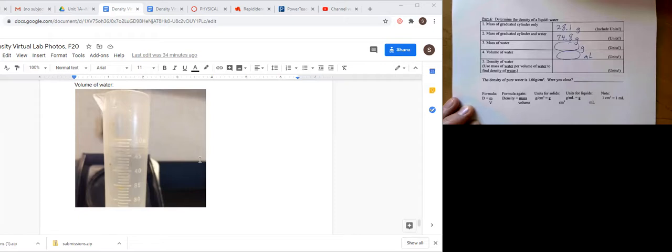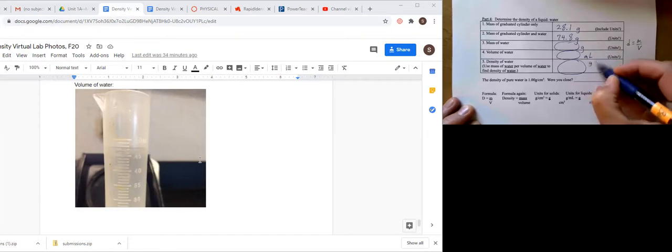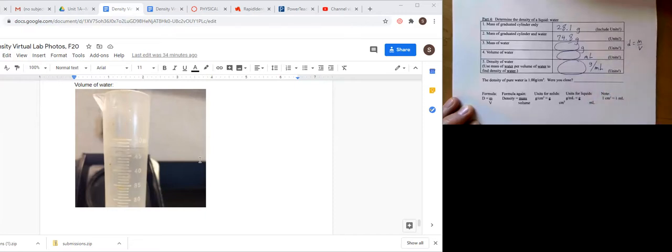Finally, it's time to calculate the density of the water. Density is mass per volume. We want the mass of the water only, not the graduated cylinder. So the mass of the water divided by the volume of the water, and that will get us our density. Put your answer here and round it to 2 decimal places. Finally, we need units. Mass is in grams, volume is in milliliters, so the units will be grams per milliliter.